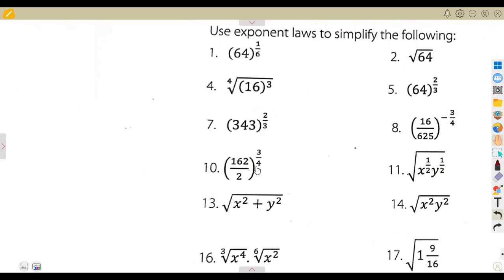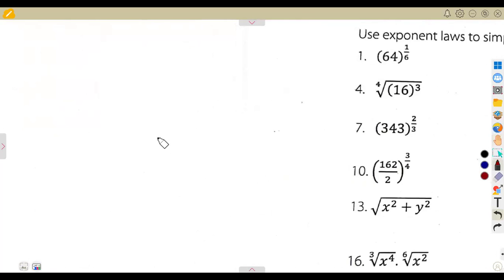Okay, like this concept. I talked about this in the introduction, that if we are given x to the exponent of m, to the exponent of n, it is the same thing as x to the exponent of mn, which is the product of these two exponents.